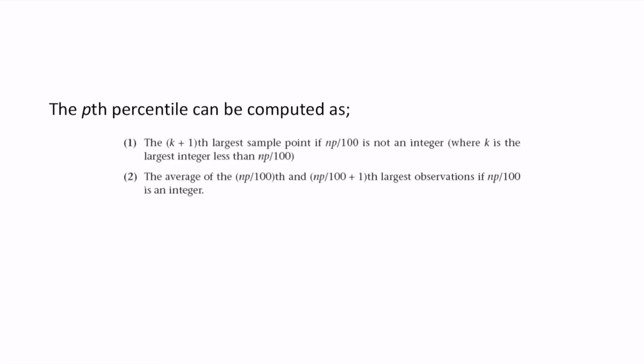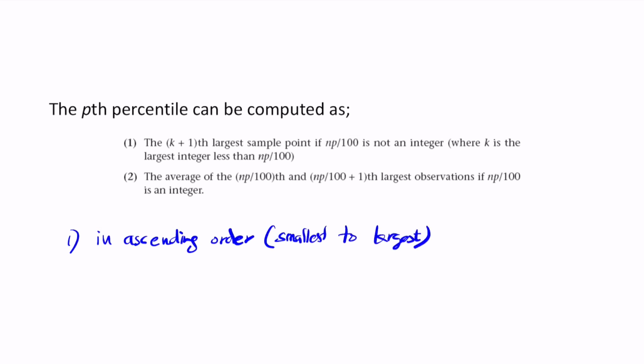So how do you find the percentile value? The first thing that we have to do is write down the data in ascending order, which means that you are writing the values from the smallest to largest. So the pth percentile of any data can be computed based on one condition.